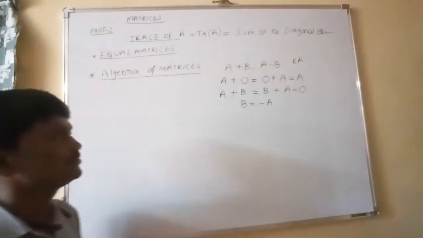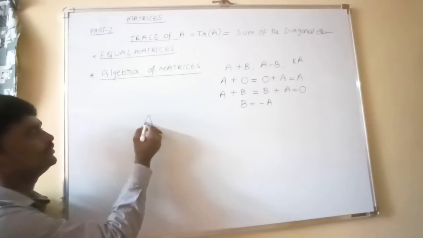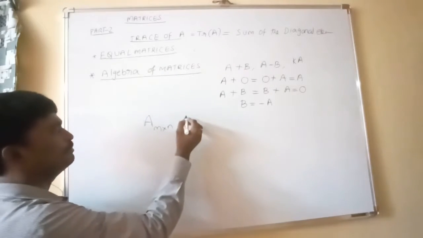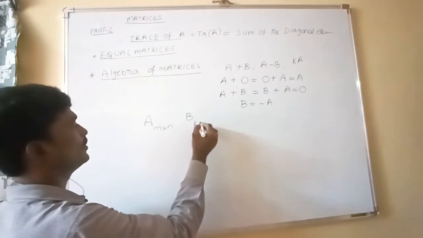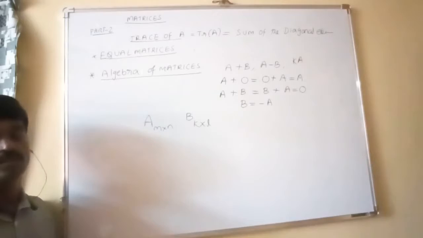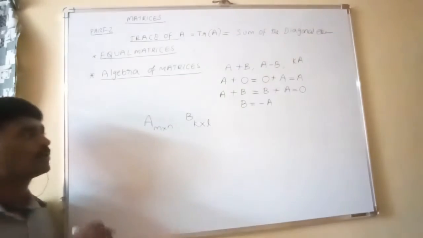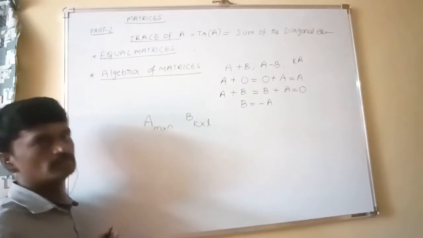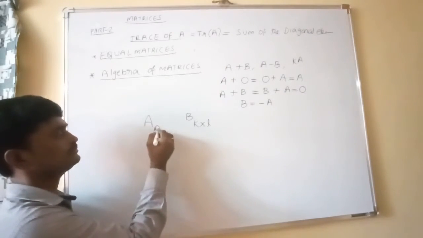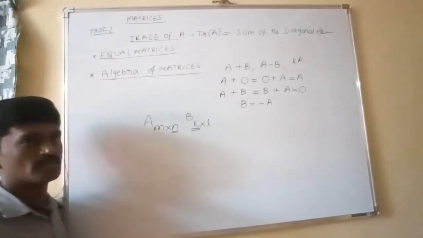Okay. Next, multiplication of matrices. Suppose A is a matrix of order m by n and B is a matrix of order k by l. When is the product of these two matrices possible? The product of these two matrices is possible only when the number of columns in the first matrix is equal to the number of rows in the second matrix.